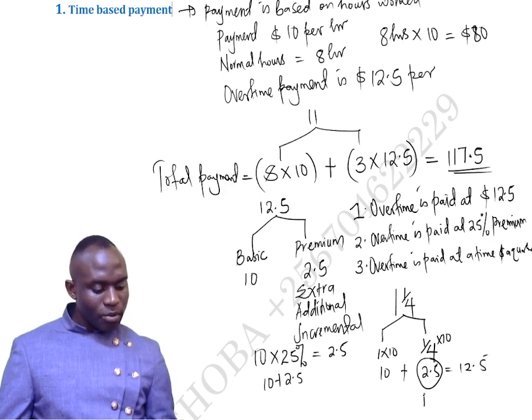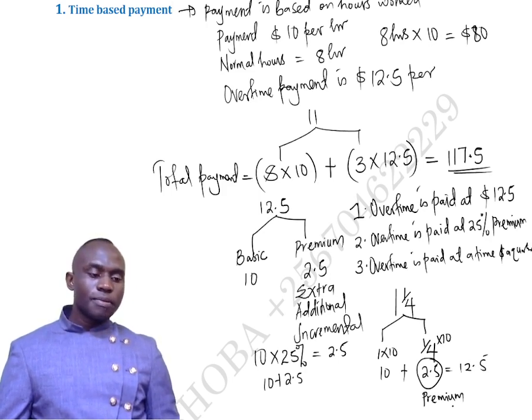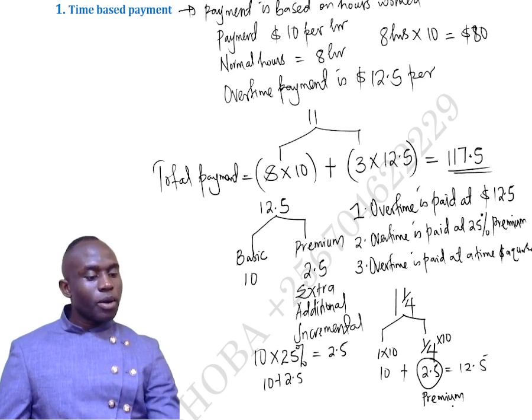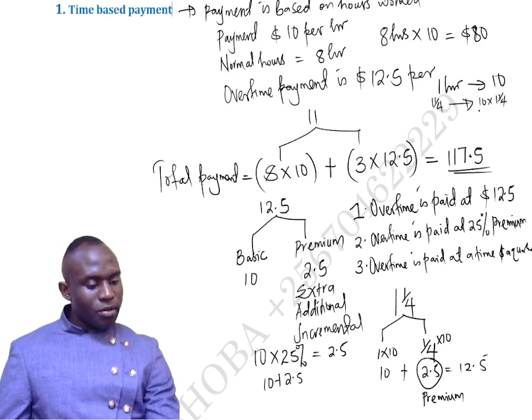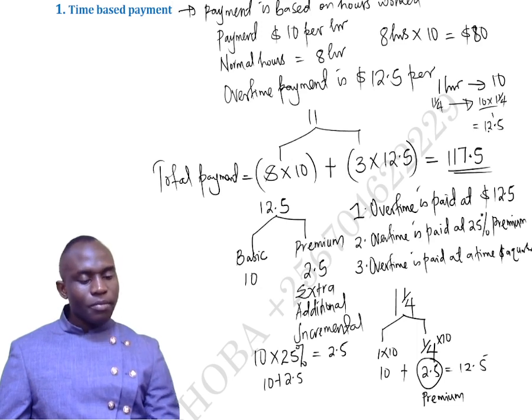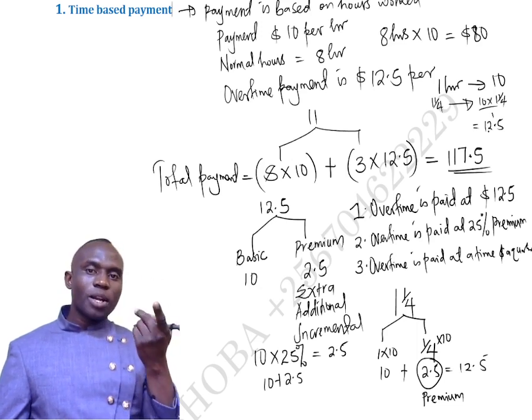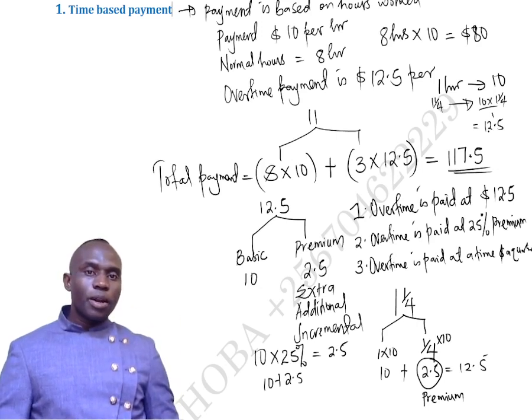2.5 is just the extra payment, or what we call the premium. So the meaning is this: if you work for 1 hour, overtime 1 hour, the payment is like you've worked for 1 hour and a quarter. You see, 1 hour is paid at $10. So if you work for 1 and a quarter, it is 10 times 1 and a quarter divided by 1, which is 12.5. So you work for 1 hour, but the payment is like you've been paid for 1 and a quarter.